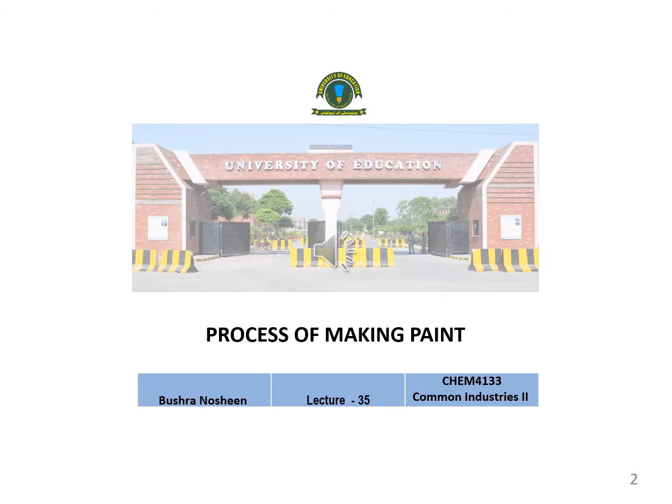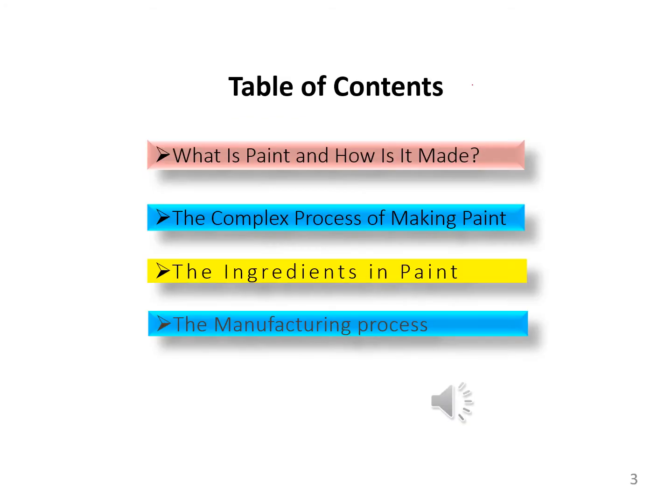Common Industries 2, lecture number 35 is process of making paint. Table of contents. The table of contents of this lecture are: what is paint and how is it made, the complex process of making paint, the ingredients in paint, the manufacturing process. So in this lecture you will learn about the paints, the complex procedure which is involved in the making of paints, and which ingredients are used in the making of paints.